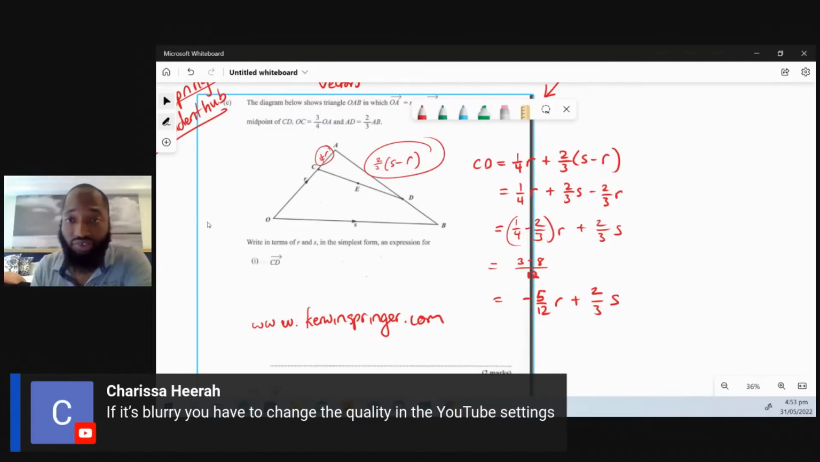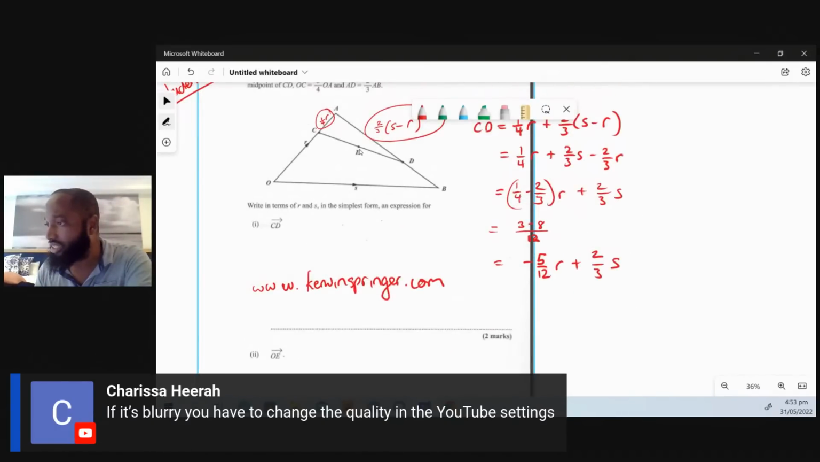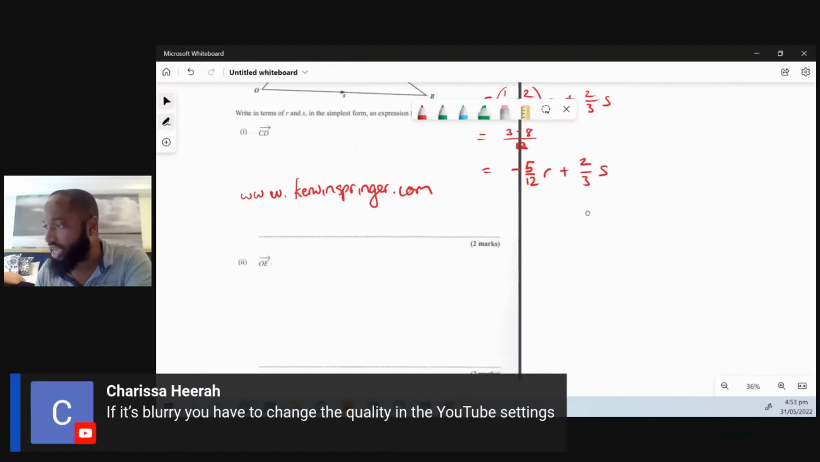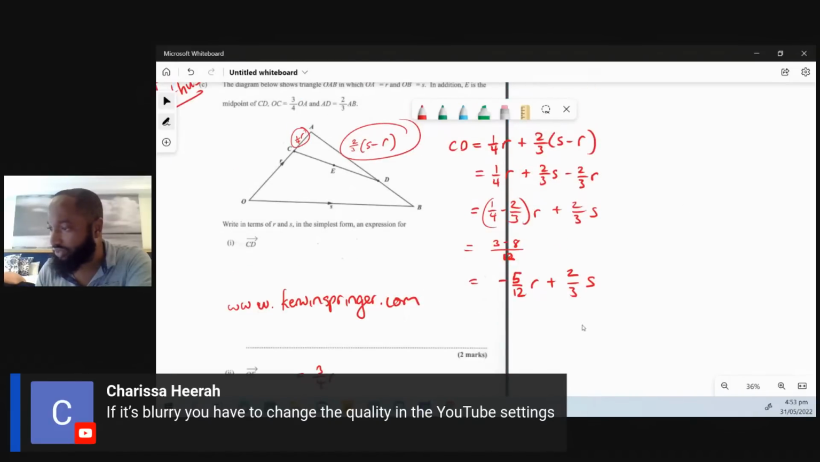Okay, fair enough. We can leave that. Where's O to E then? O to E would be half of this plus what? Plus the 3/4 R. So O to E is 3/4 of R because I had to go from O to C first.